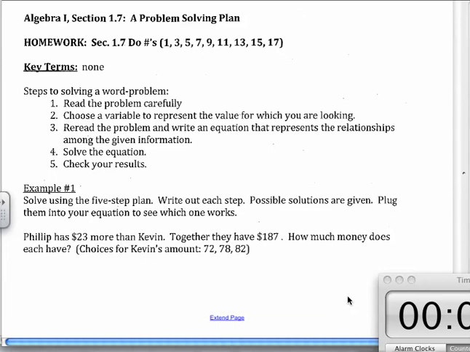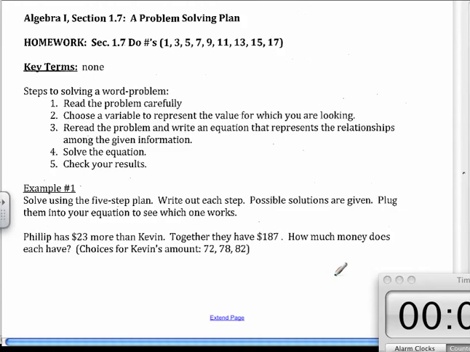Number 3 says, reread the problem and write an equation that represents the relationships among the given information. Okay, well, we're going to do that. We'll probably write two equations like we did last night. Then it says solve the equation. And guys, you can check your results. You plug them back in and make sure that they work. Okay? But also, does it make sense? You know, one person can't have more money than both of them together have. Immediately, you should go, wait a minute, that's wrong. Okay, does it make sense? But then also plug it back in and see if it works.